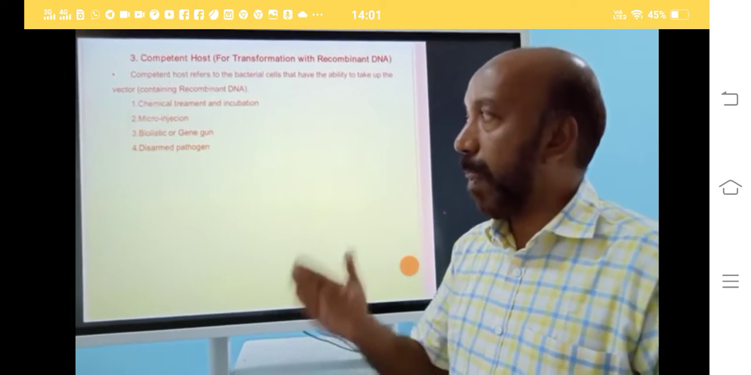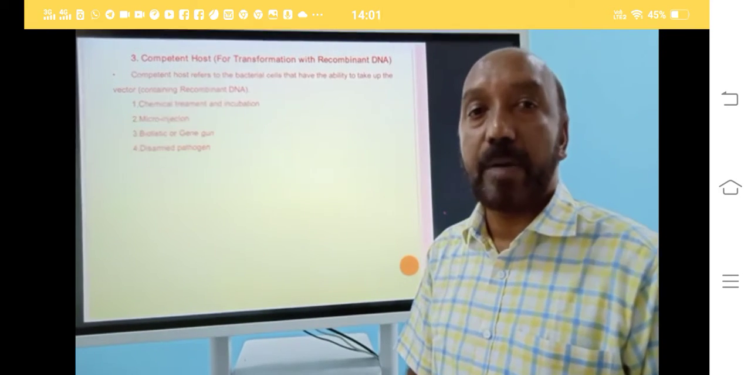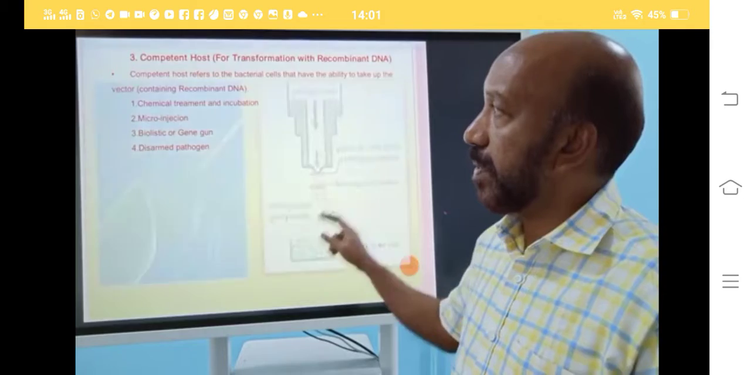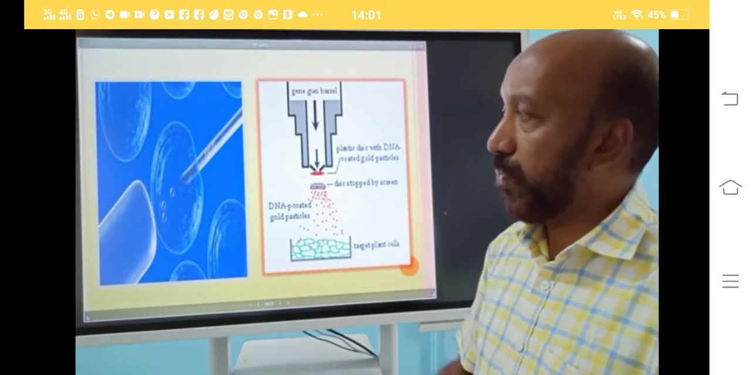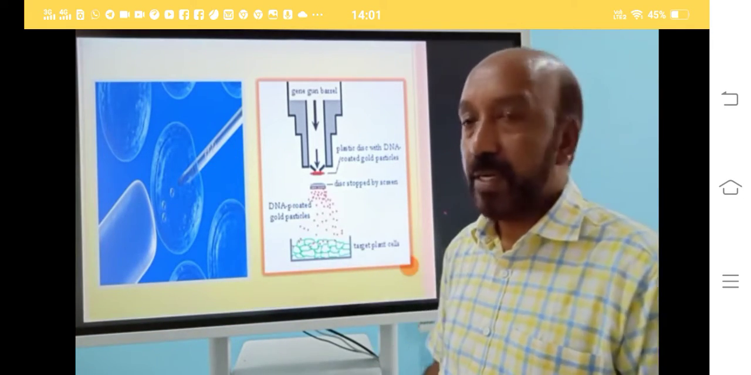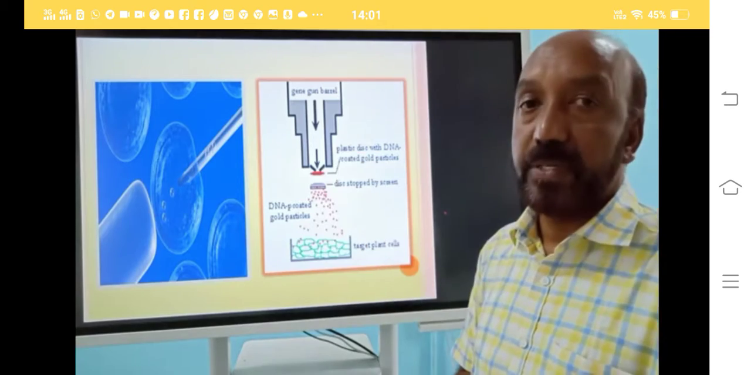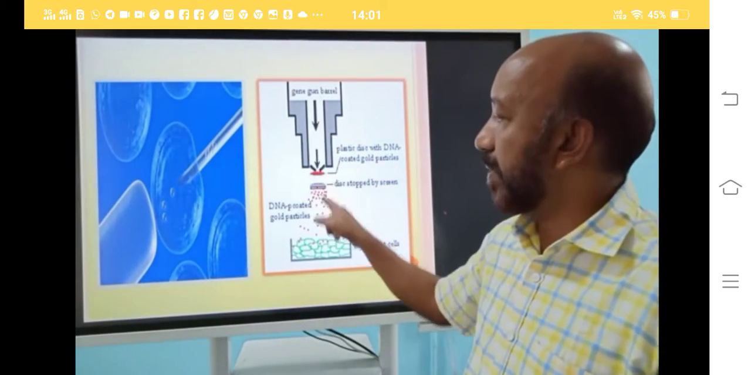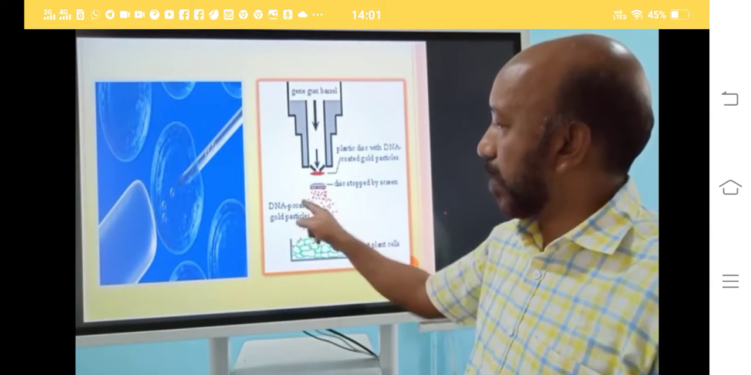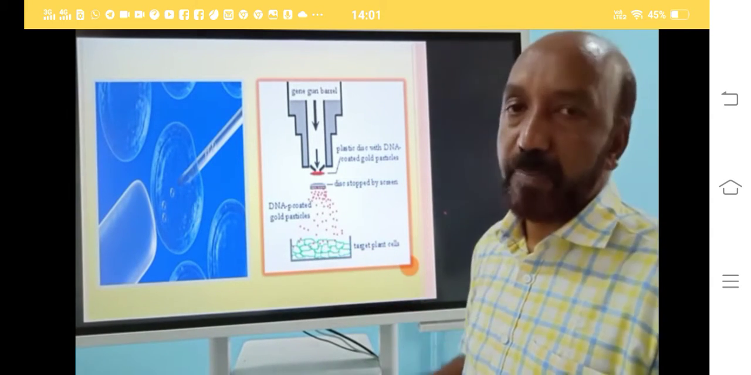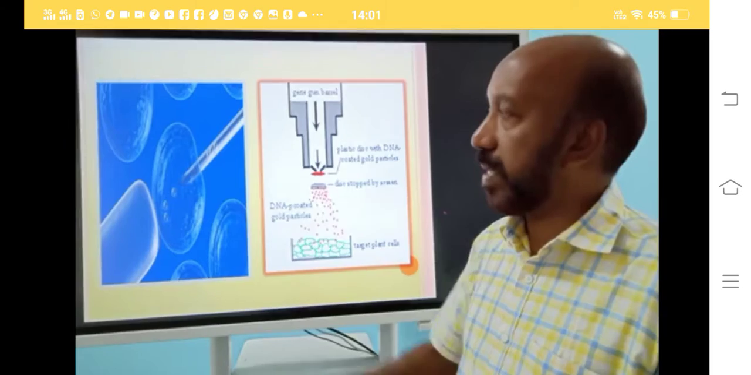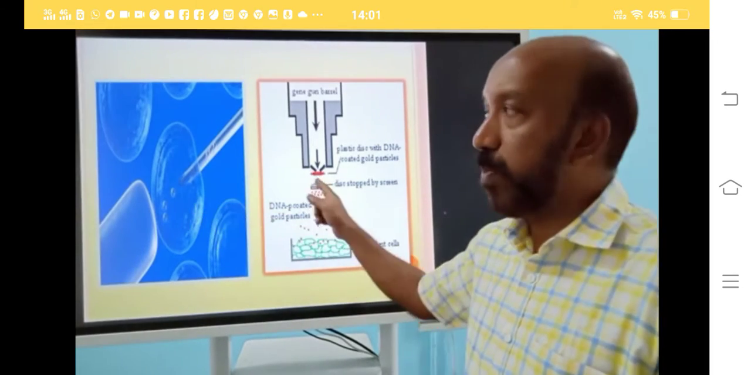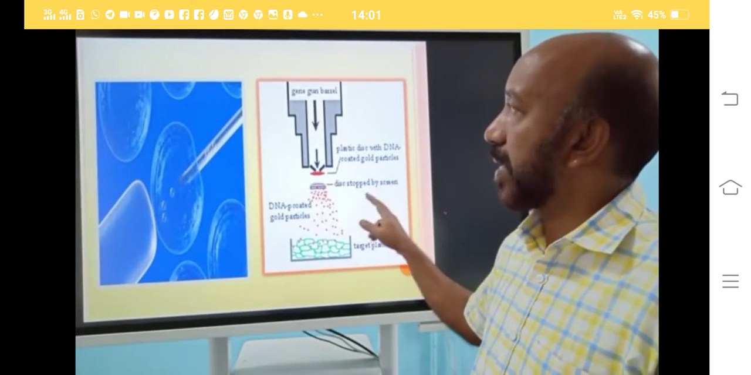Micro injection, biolistic or the gene gun, and disarmed pathogen. These are the two images of micro injection and biolistic or the gene gun, in which we directly insert the DNA in one, and in the other we bombard the target plant cell with microparticles. These two methods are used in the animal cell, and the gene gun is used in the plant cell also.